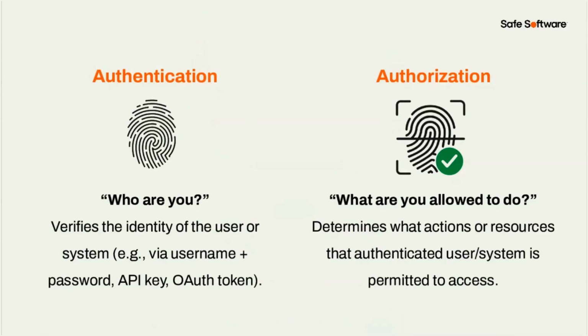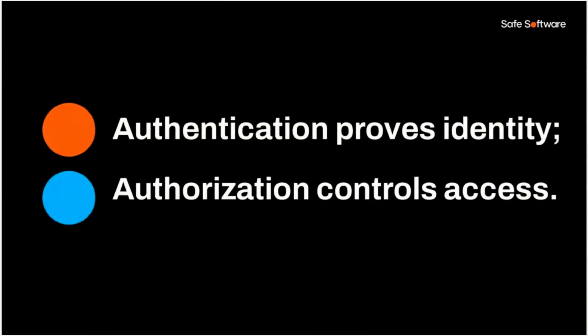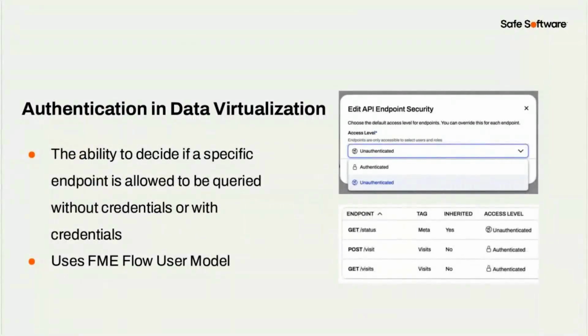The second half of this comes around authorization. It's a bit more nuanced, but it asks the question, what are you allowed to do? So we know who you are, that's great, but what are you allowed to actually do? And this is a bit more of a nuanced concept, and there are a number of features and functionalities in FME Flow and data virtualization that let you determine that and decide how to proceed. So in a quick summary, authentication proves your identity, authorization controls the access to your data or to your processes.